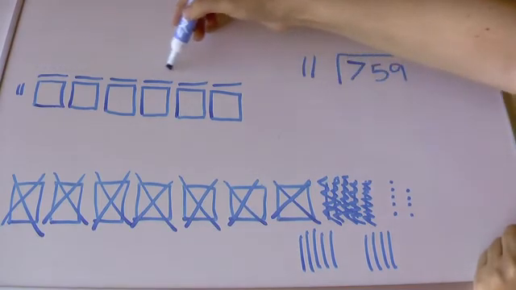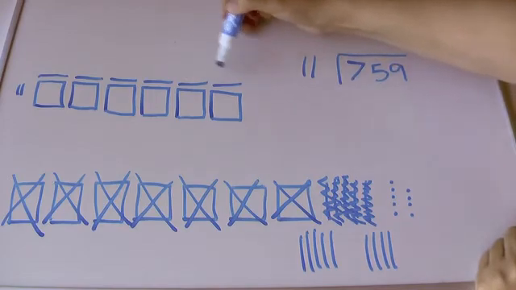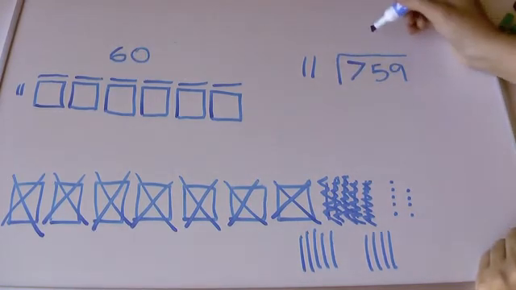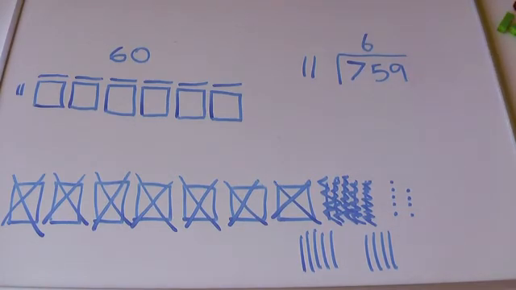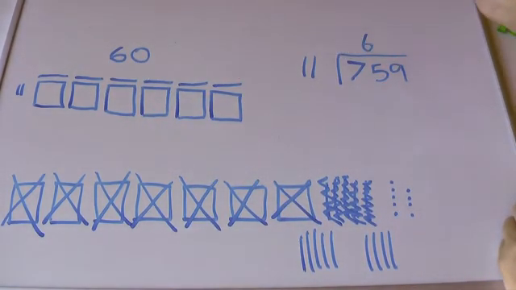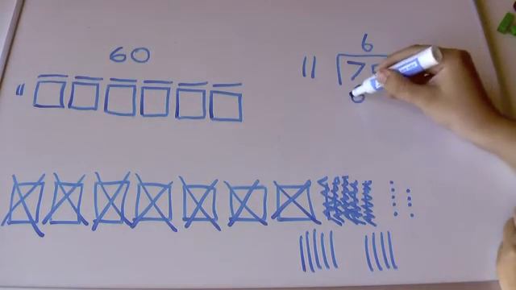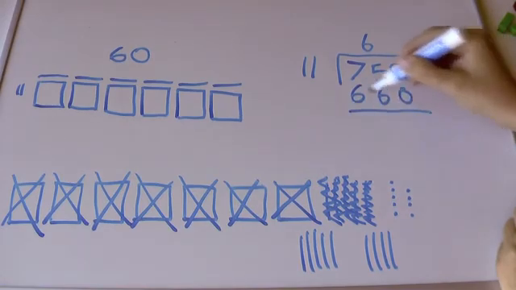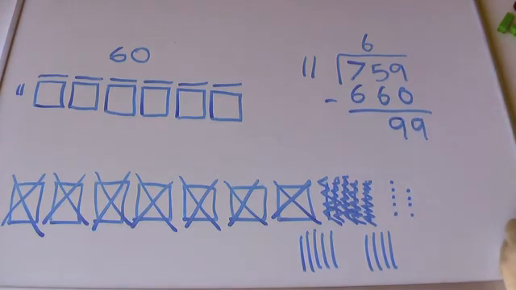First, I'm going to say, how many have I gone across? Well, I've gone across 1, 2, 3, 4, 5, 6 tens, or 60. Up here, I'm going to write 6 in the tens place, because that's how far I've gone across my rectangle. And so how much have I used up? I have used up 11 times 60, or that would be 660. And what do I have left over? 99 left over.